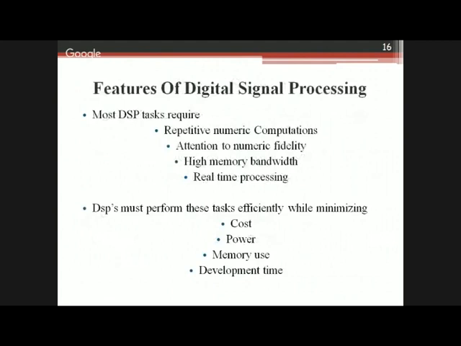What are the features of digital signal processors? While we are performing DSP tasks, what important things do we have to consider? What do DSP tasks require? Repetitive numeric computations. That's what I've already told you, that you are getting redundant data from the real-world, and you have to perform computations on it. Attention to numeric fidelity, high memory bandwidth. Obviously, when you have to process such a huge amount of data, the bandwidth requirement is going to increase.